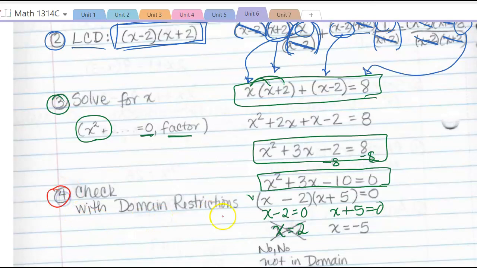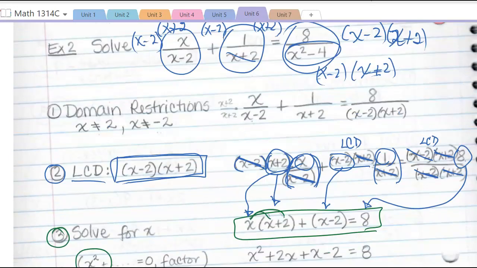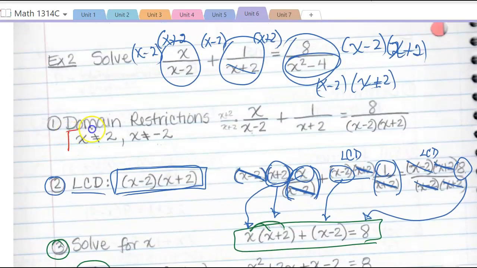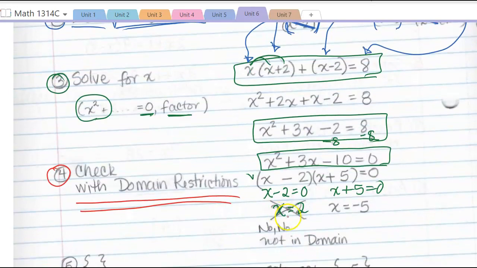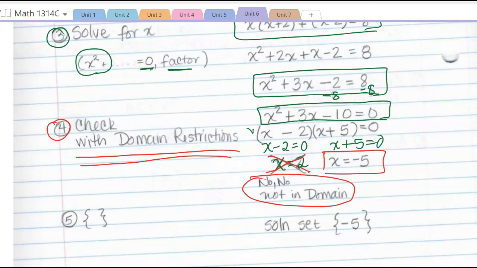For step number 4, our job is to check with the domain restriction. So if we come up here, we'll find our domain restriction says x can be anybody and everybody except 2 or negative 2. When we come back down here, we found x is equal to 2, but we just said it could not be negative 2 or positive 2. So this is a no-no because it's not in the domain. However, x is equal to negative 5 is okay because it is in our domain. So the last thing we need to do is to write our solution set. That concludes this video.